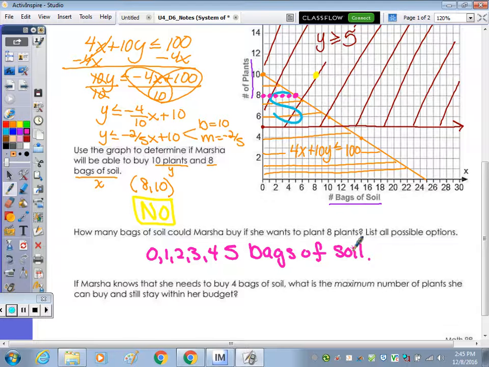And then last, if Marcia knows that she needs to buy 4 bags of soil, what is the maximum number of plants she can buy and still stay within her budget? So in green, 4 bags of soil, what's the maximum? So that's going up. The maximum number would be, Elijah? 8. So 8 bags. I'm sorry, 8 plants rather. Maximum number of plants.